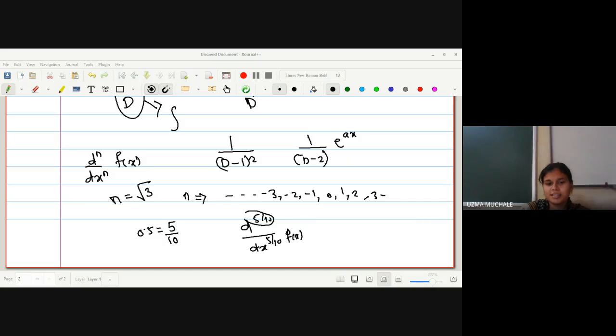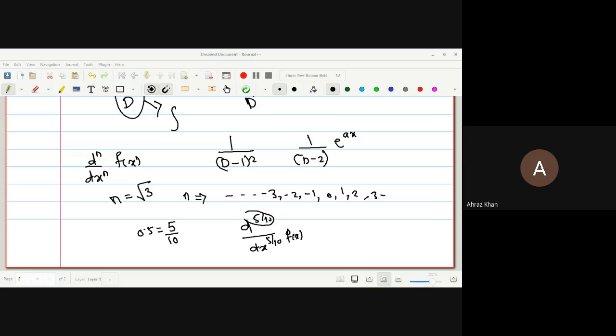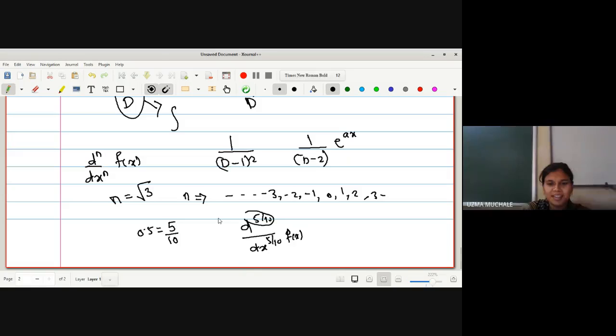Yes, can anyone answer this? Can you find a derivative with n equal to root 3? Ma'am, you tell.